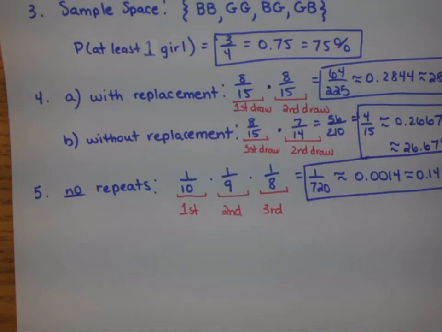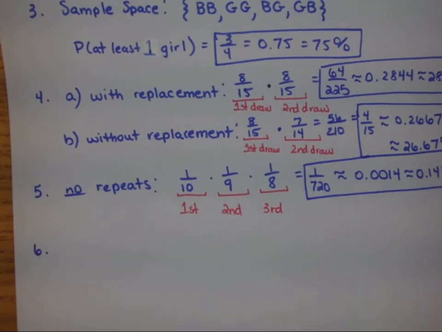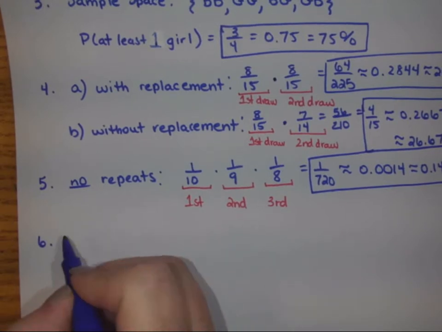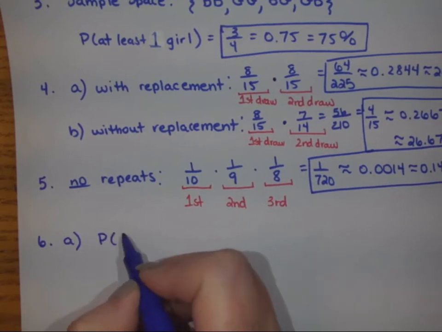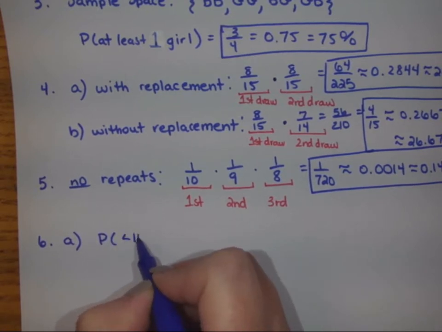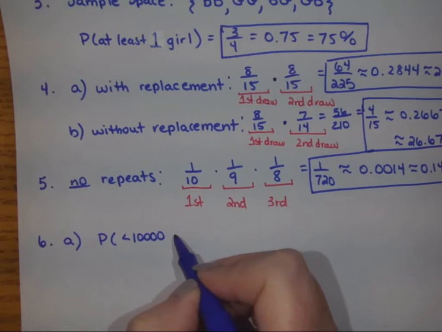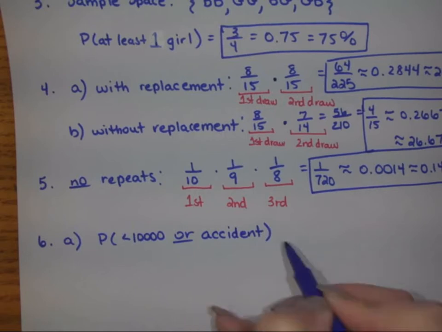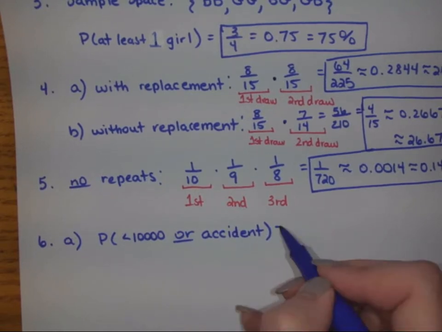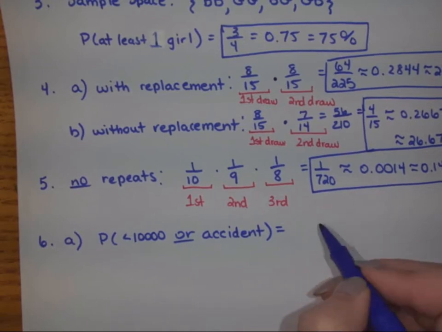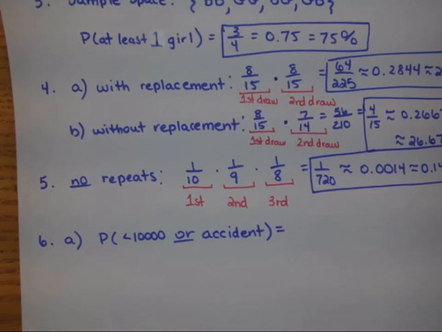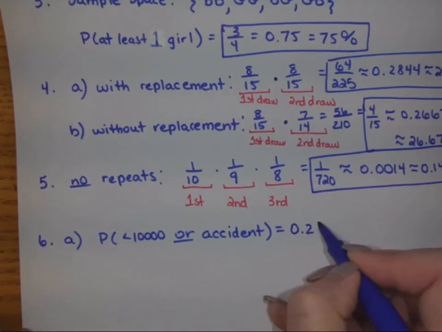Okay, let's go on to number 6. You might have some tables to read like you do on number 6, where you just have to figure out what it's asking. In part A, it asks for the probability of less than 10,000 miles or that they were in an accident. Remember that is the probability of the first thing plus the probability of the second thing minus the probability of both. So we're going to do the probability of the first thing, which if you read that, the less than 10,000 is a total of 0.25.